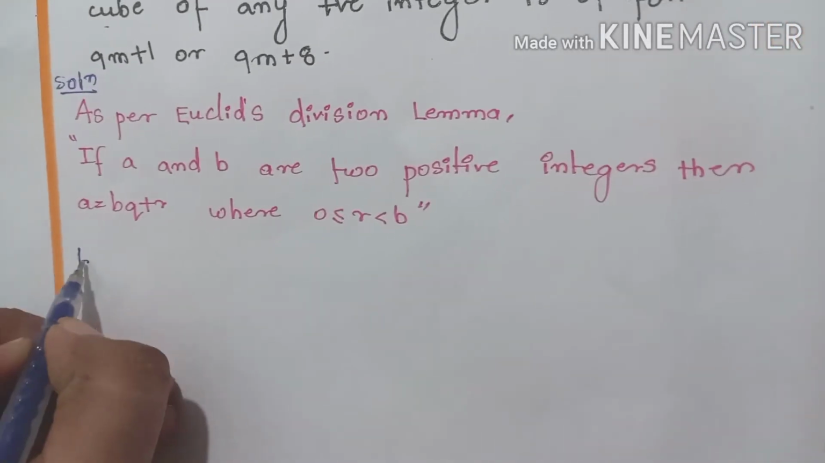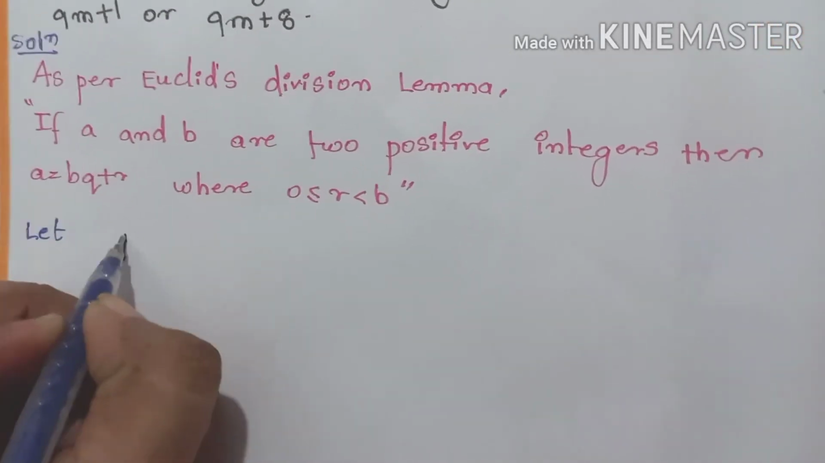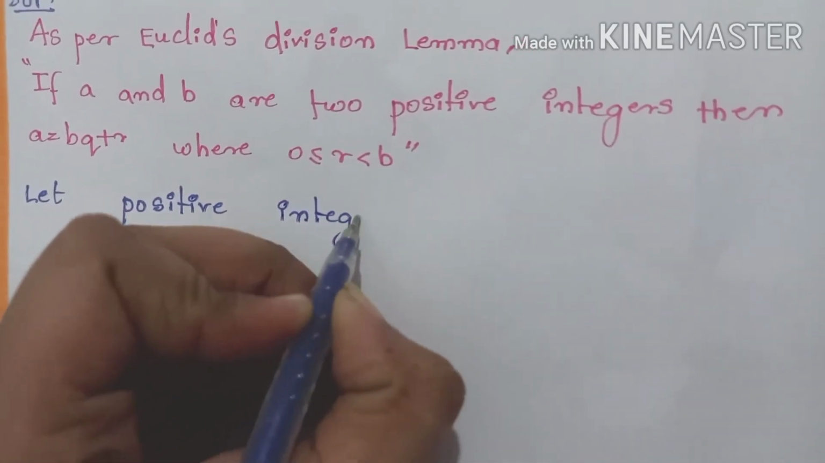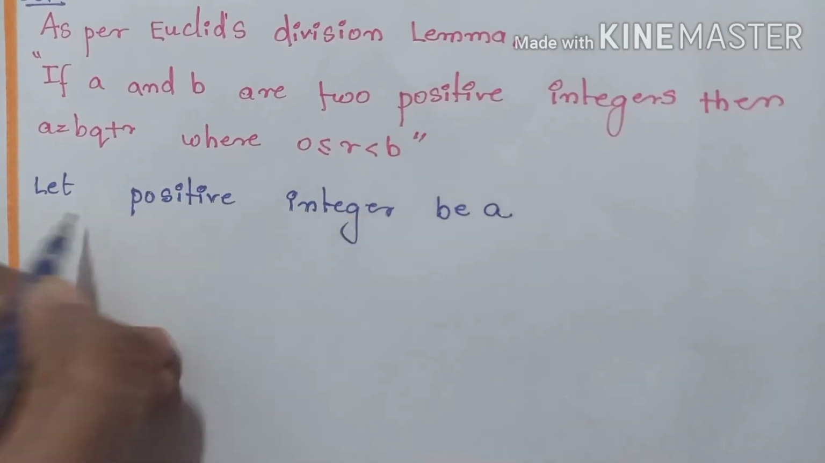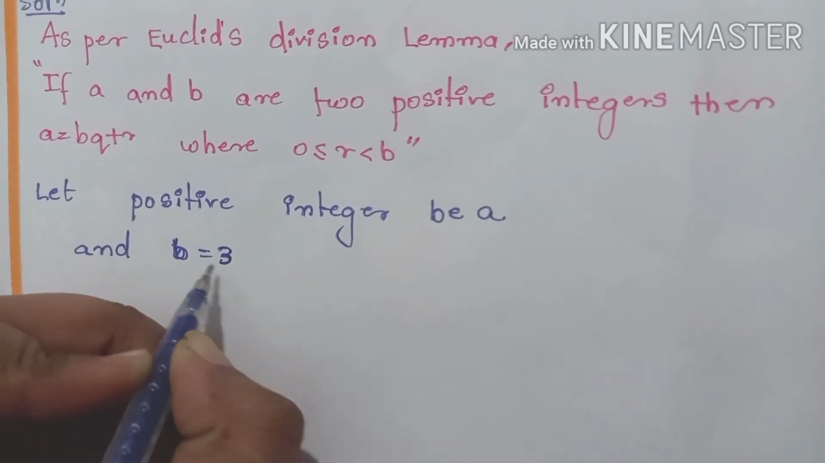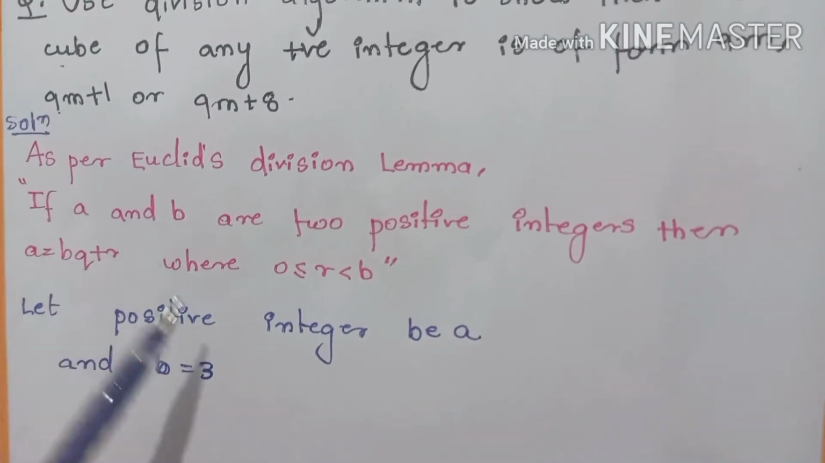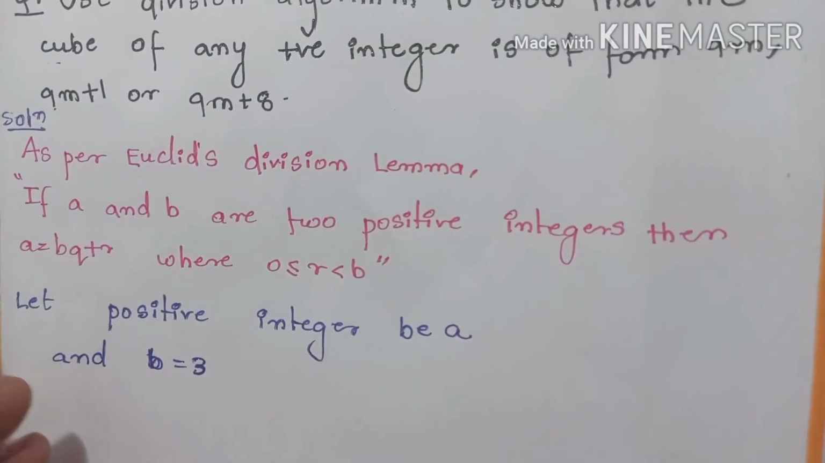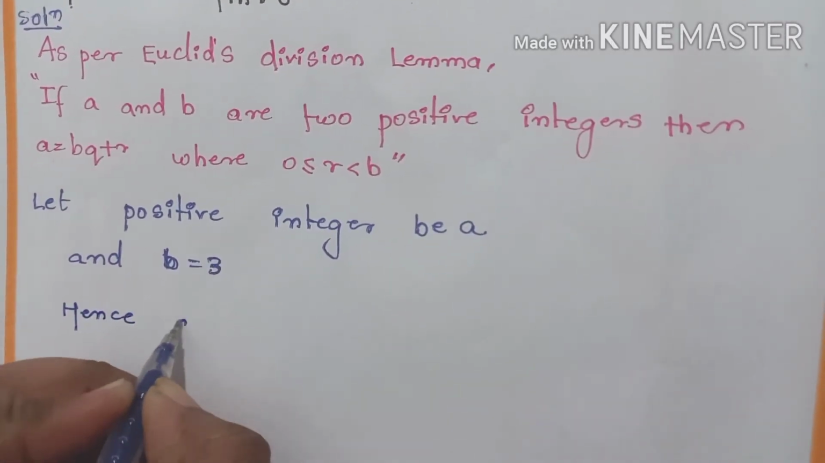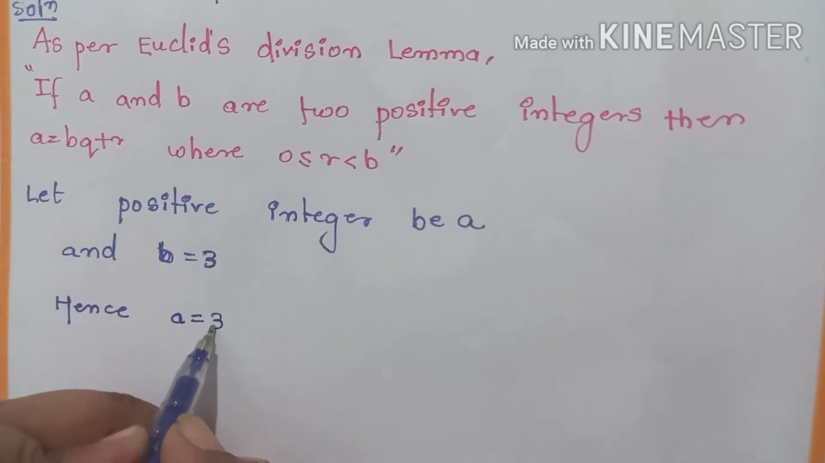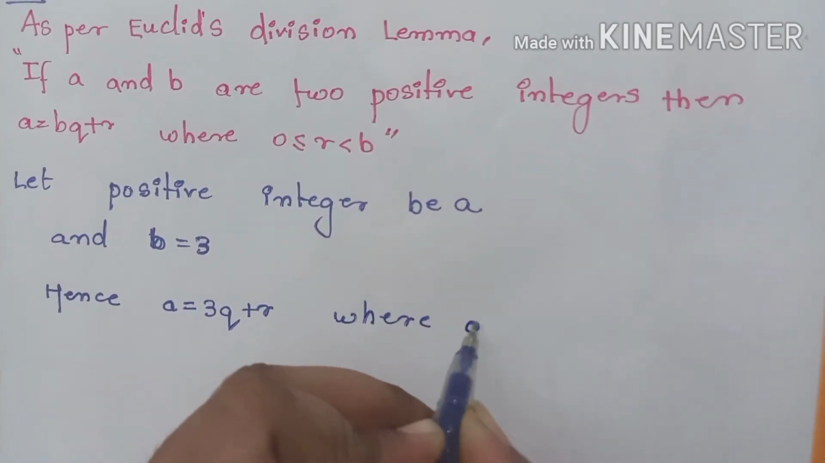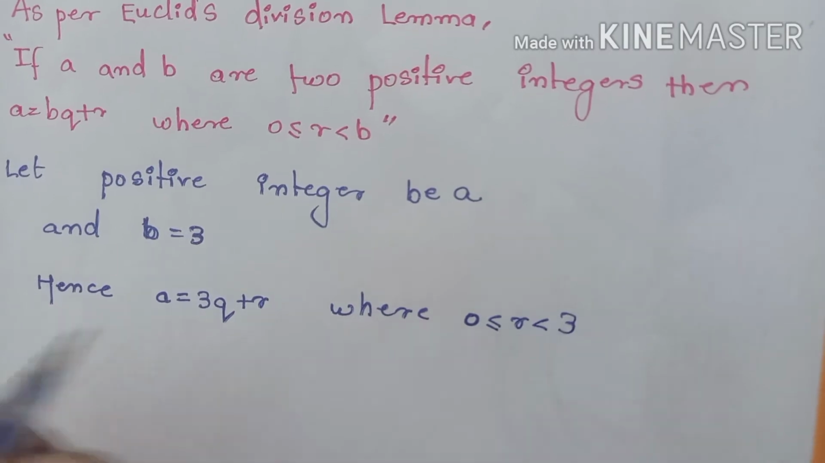So now let us take a positive integer a, and let us take b as 3. Here we are considering b as 3 because 3 is also a factor of 9. If you are interested, you can even take b as 9. So we substitute in this equation: a equals 3q plus r, where r lies between 0 and 3.